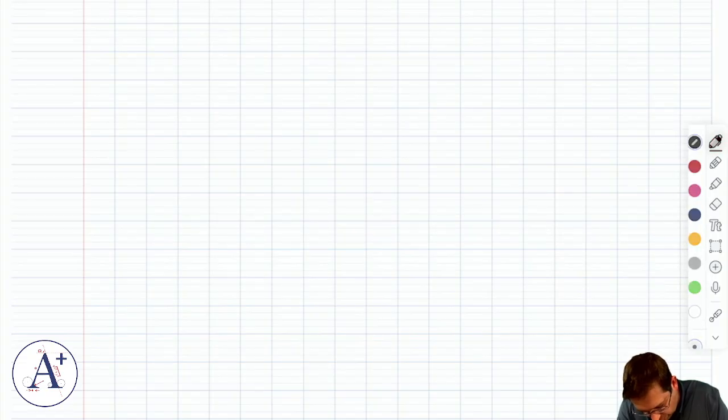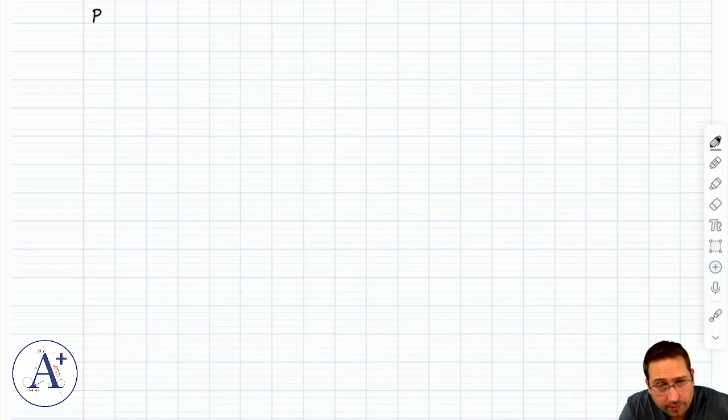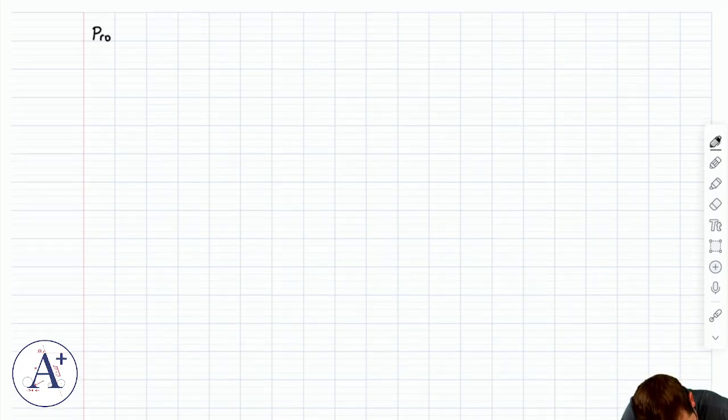But I'm not quite done. We're going to go over the properties of EM waves so that we have everything covered before we do practice problems. Okay, so let's talk about properties of EM waves.